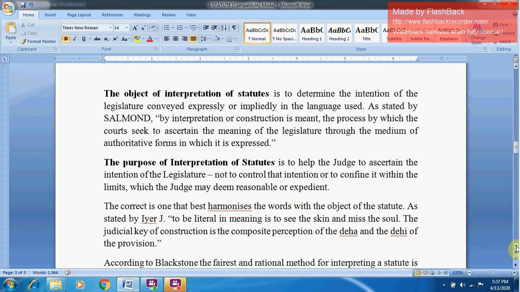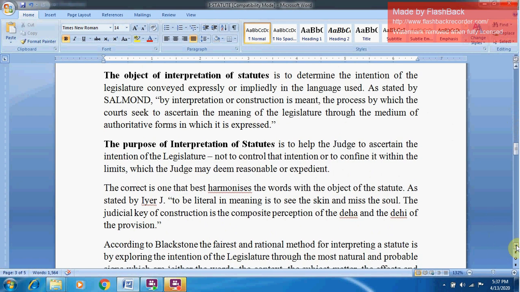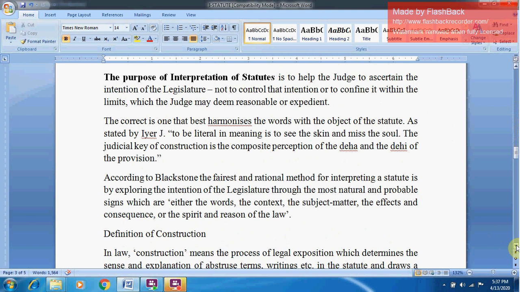But here, as stated, to be literal in meaning is to see the skin and miss the soul. But the judicial key of construction is the composite perception of the deha and dehi of the provisions. That means we should not miss the skin, and we should not miss the soul also. And that is the harmonizing, and we will study it in the later classes.